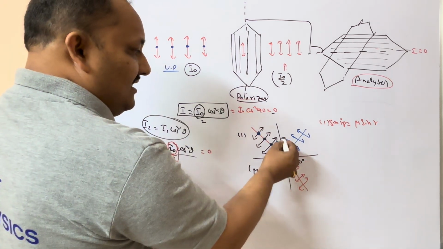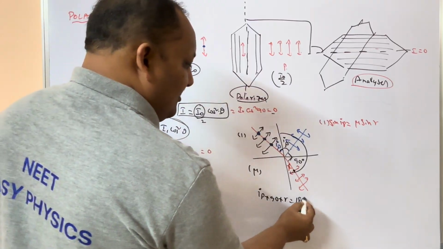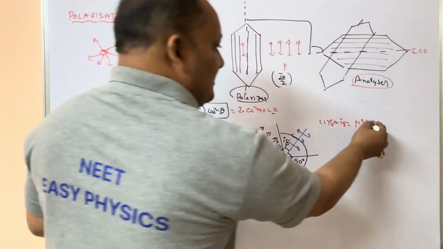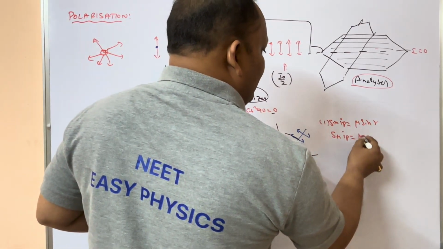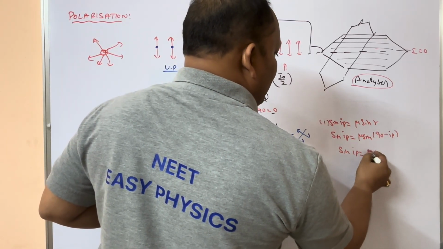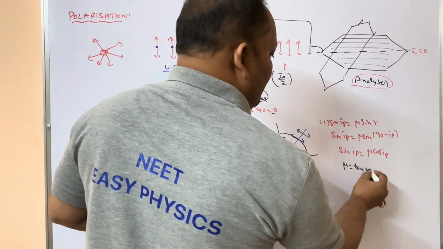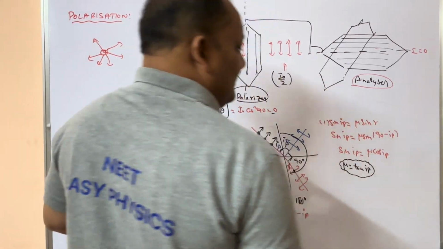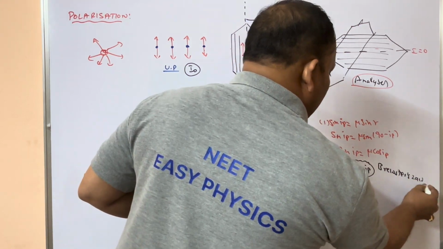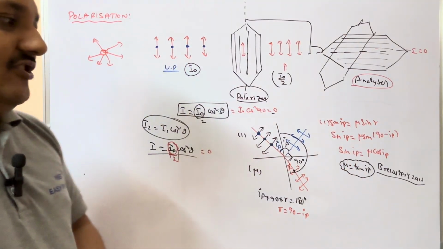So what is R here? The total angle IP plus 90 plus R is going to be 180 degrees. Then R is 90 minus IP. Substituting here, sin IP is equal to mu sin of 90 minus IP. So sin IP is equal to mu cos IP. That is going to be mu is equal to tan IP. So this is nothing but Brewster's law. Malus law and Brewster's law. This is the relation we are going to get between refractive index and angle of polarization.